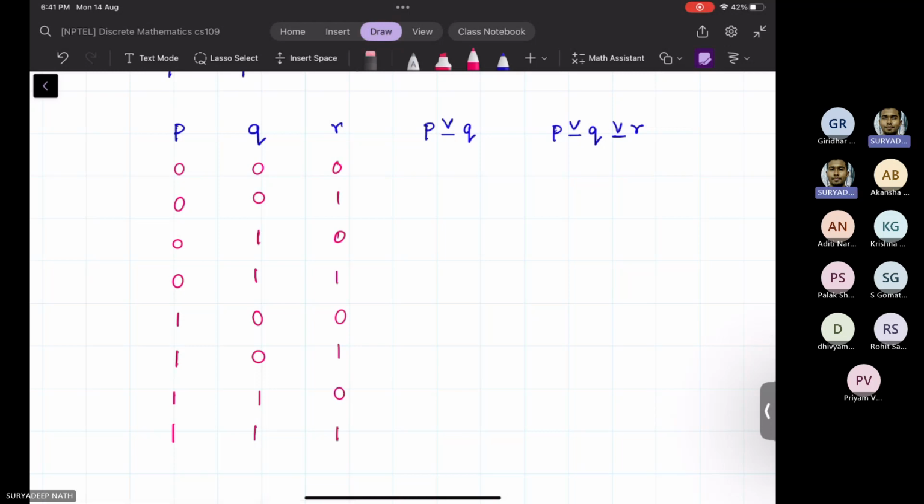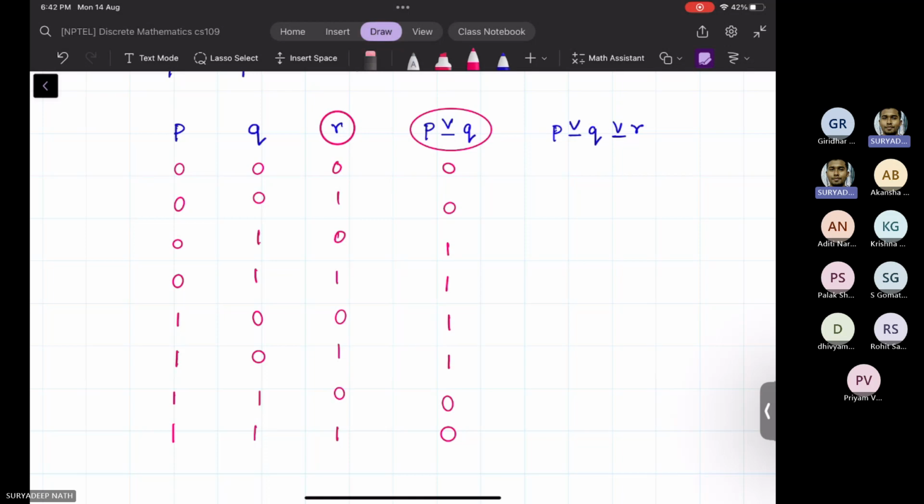So P XOR Q is true when only one of them is true. So the first sentence is false, false, true, true, true, true, false, false. Now we are taking XOR of P XOR Q and R.